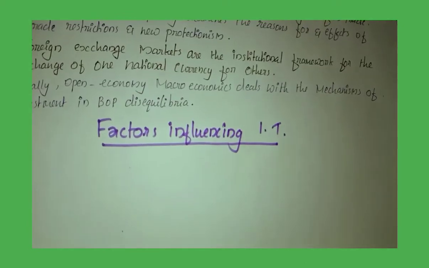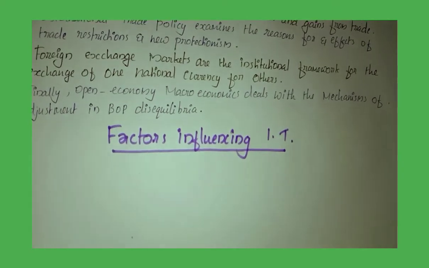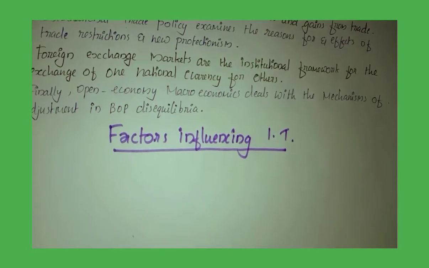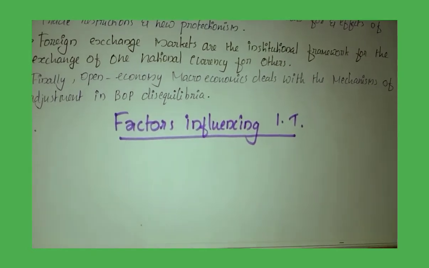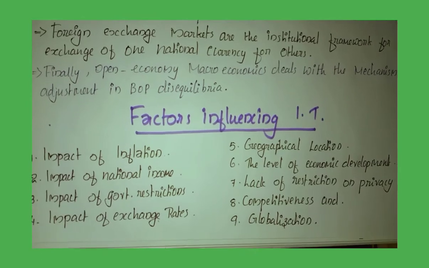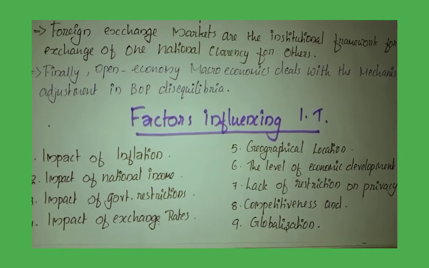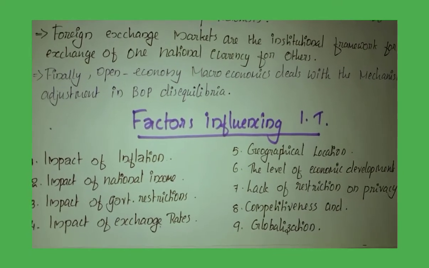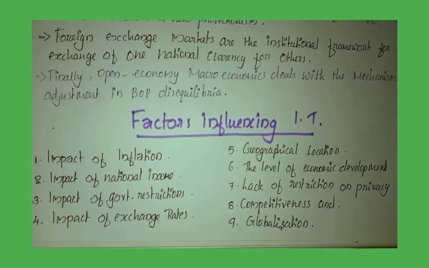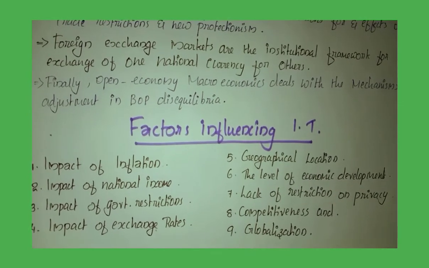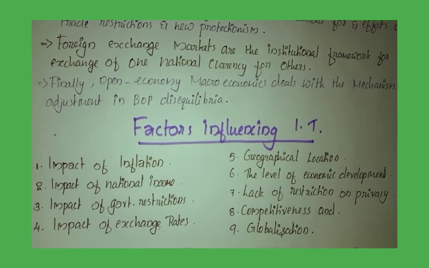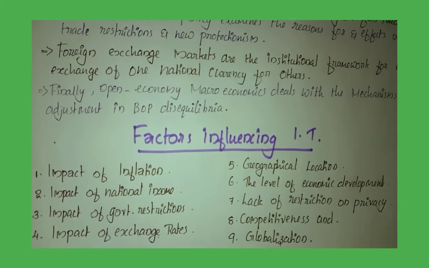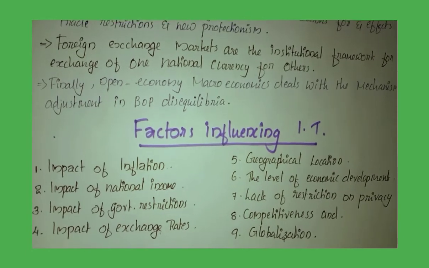The next topic is the factors influencing international trade. The key factors are the impact of inflation, the impact of national income, the impact of government restrictions, the impact of exchange rate, geographical location, the level of economic development, lack of restriction on privacy, competitiveness, and globalization. These are the main factors influencing international trade.